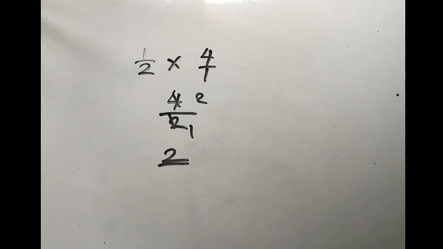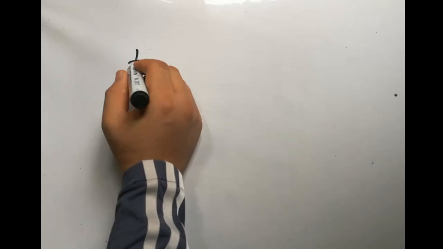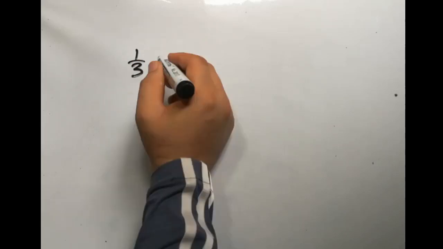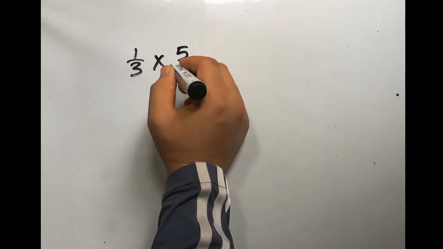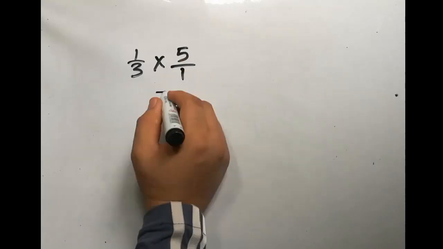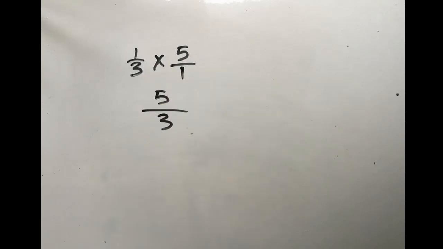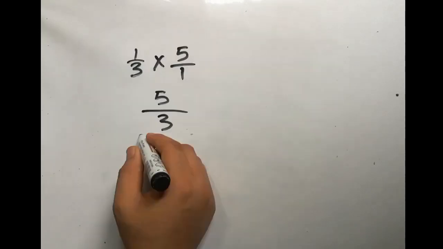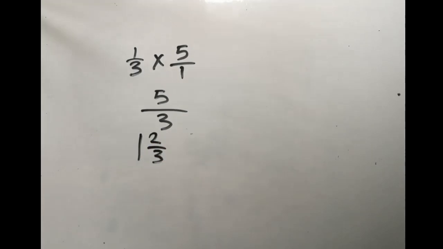Let's look at another example. 1 over 3 times 5 over 1. It's just straightforward. 1 times 5 will give you 5. 3 times 1 will give you 3. So the answer is 5 over 3. If you wish, you can convert it to a mixed fraction. 3 into 5 will give you 1, remainder 2 over 3 as your final answer.